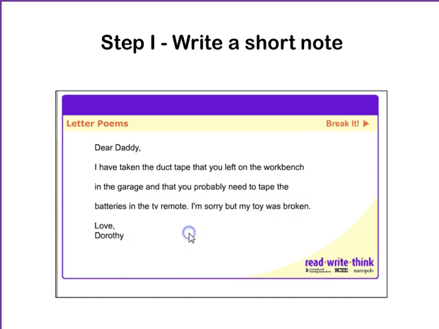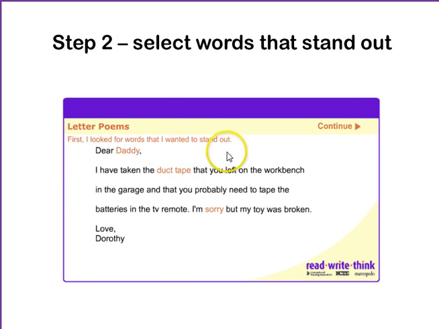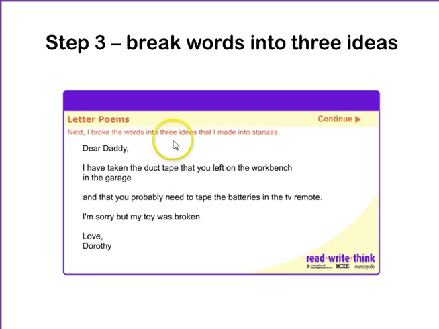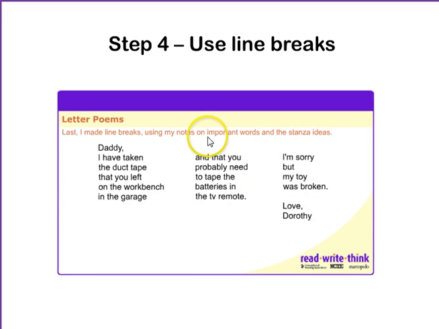Love, Dorothy. Then first you look for the words that you want to stand out, like Daddy, duct tape, sorry. And you break the words into 3 ideas to make into stanzas. So you'd have your 3 ideas written one under the other like that, and then you'd start using line breaks for each stanza. That's just a fun way of writing a letter poem.